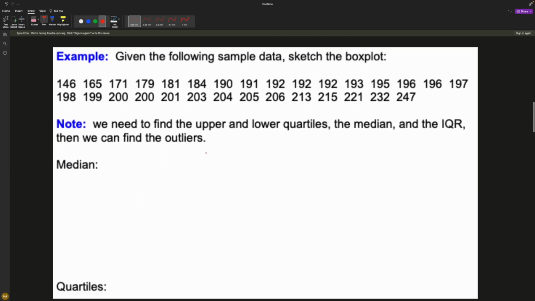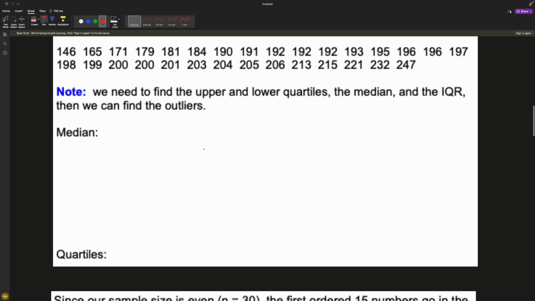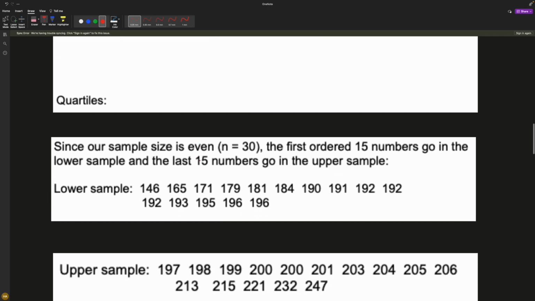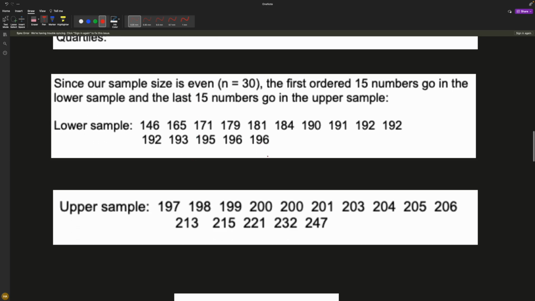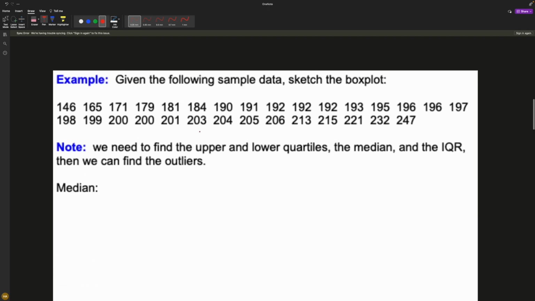So given the following, right now we're going to do box plots. For box plots, you use your IQRs, and so that's what we're going to do here. Given some data, we need to find the upper and lower quartiles, the median, and the IQR. Then we can find the outliers. So, thankfully, Mrs. Paula has put our data in lower and upper. But if she doesn't, remember, you have to first organize it, which is already organized, so that's good. Then you want to count how many there are.